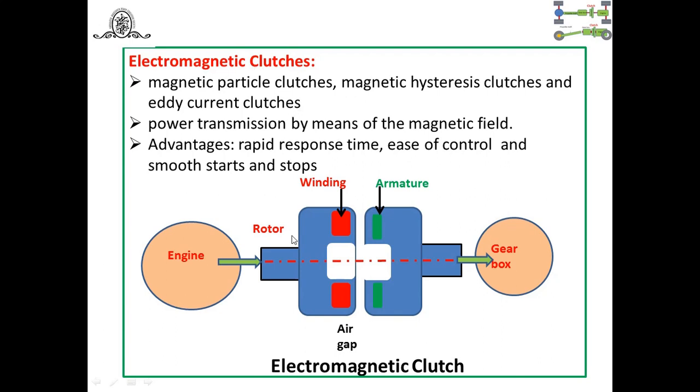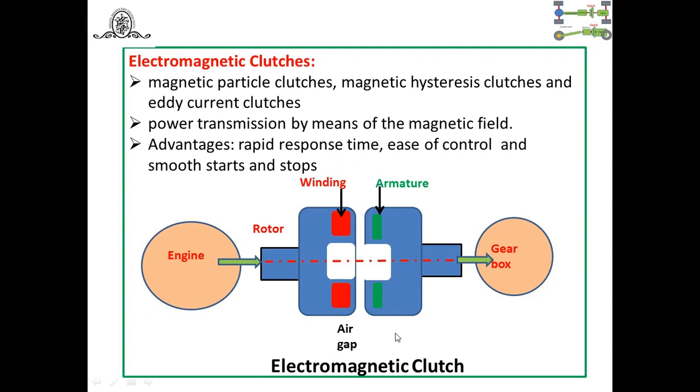In this case, there is the rotor and a winding. It's like an electric motor, and the armature is on the other driven member. Because of this winding and armature, when current is passed through this winding, what is going to happen? A magnetic field gets generated here, and because of that the driving shaft gets connected with the driven shaft within microseconds, and because of that the clutch gets engaged.